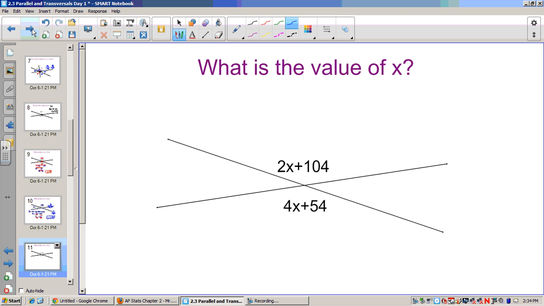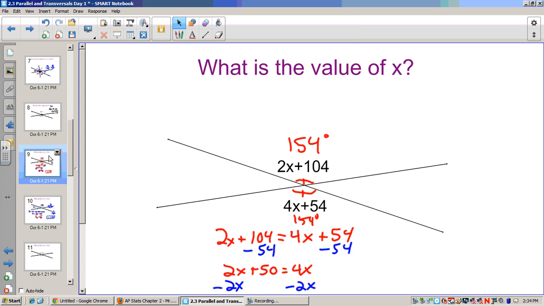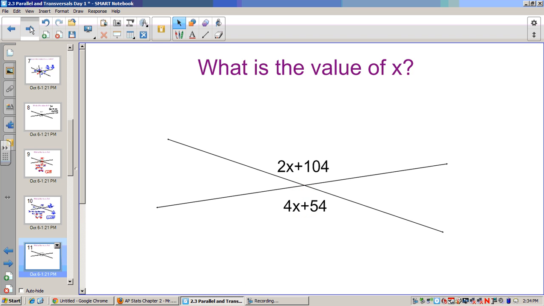Now, you guys can try this one on your own. Is this the same one up here? We already did this one. We can skip this one.